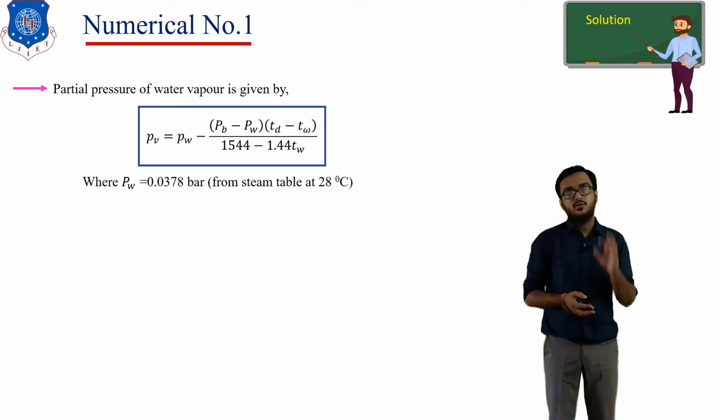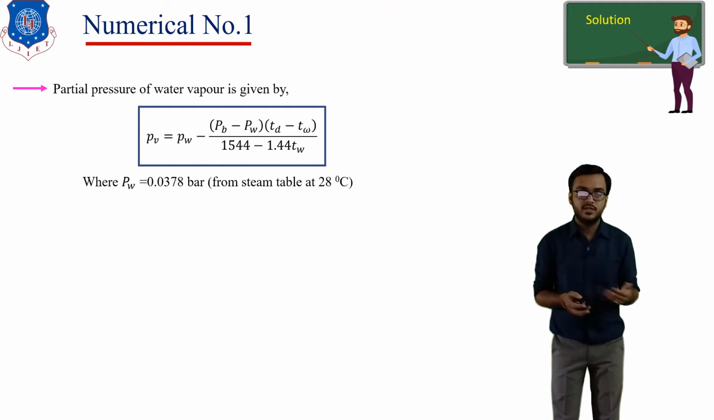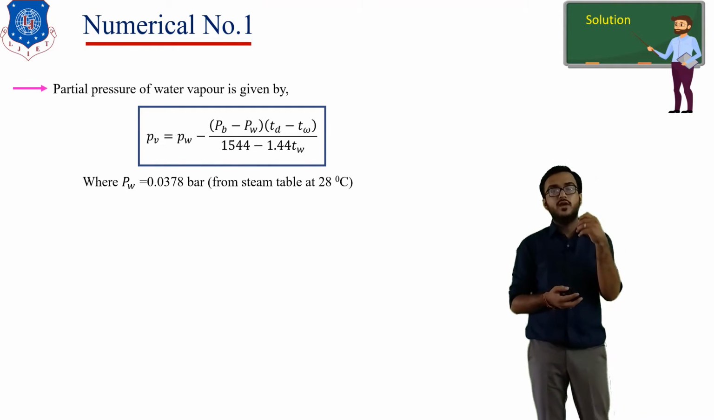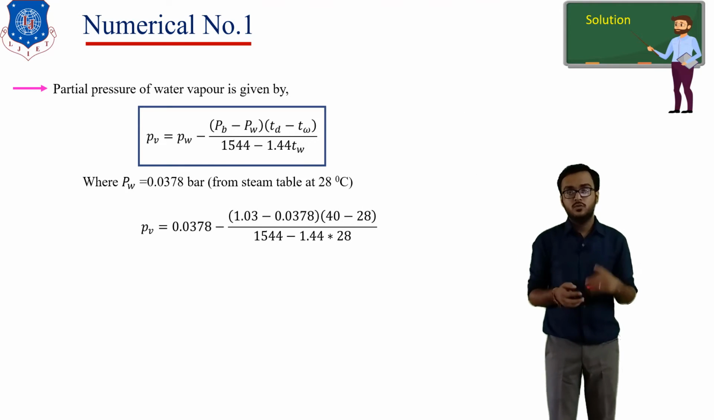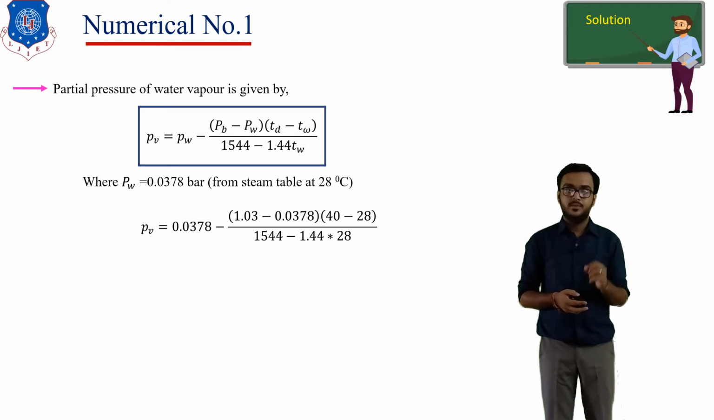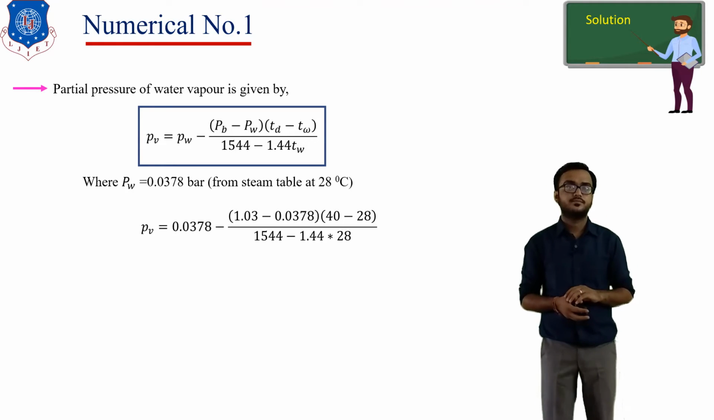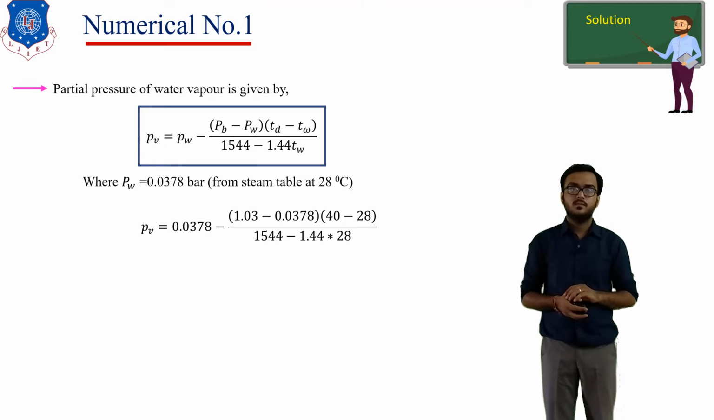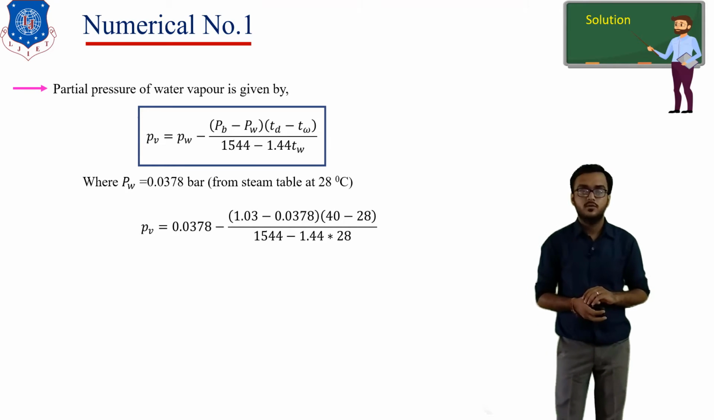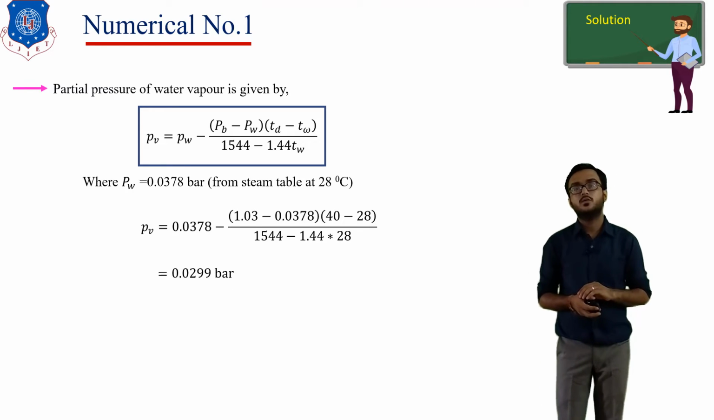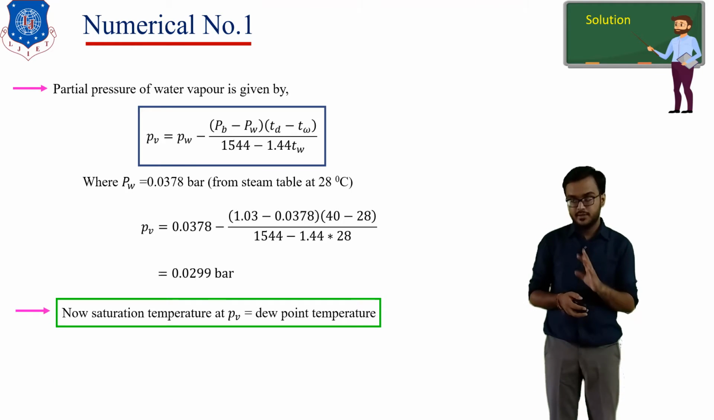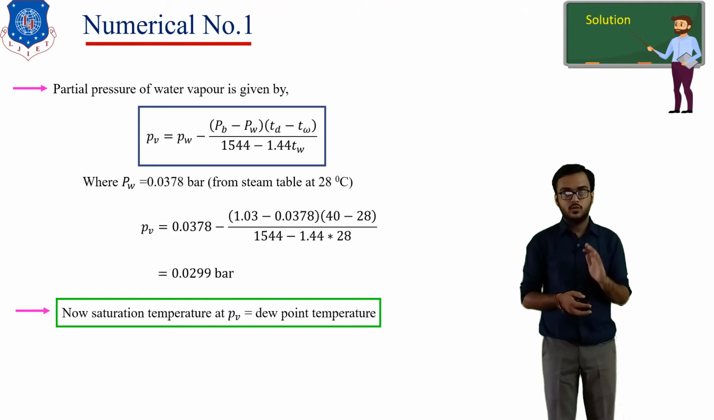Now we have the value of Pb, that is 1.03 bar. We have the temperatures. So just put the values of the different parameters in the Carrier partial pressure equation, and you are able to calculate the value of Pv. So just try to calculate. From the calculation, the value of Pv is 0.0299 bar. Clear to all? Just go through the equation and try to calculate. Definitely you will get this answer.